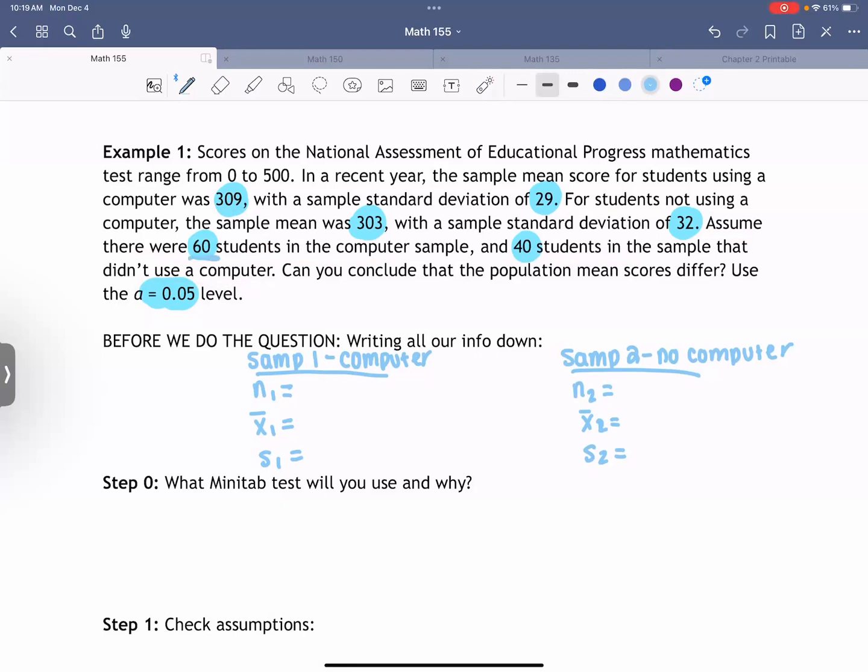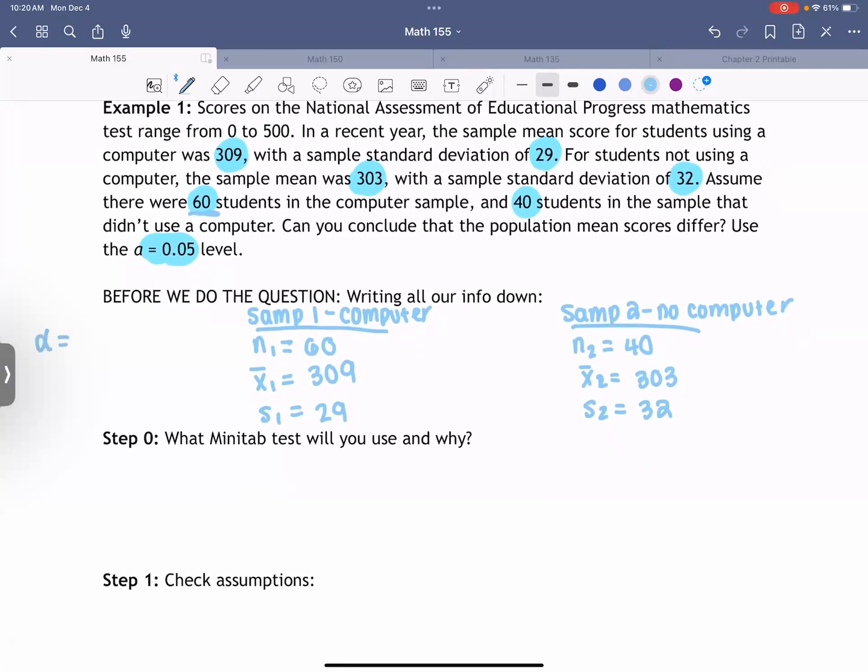It looks like 60 is the sample size of our computer, and it looks like 40 is the sample size of sample 2. Okay. What's the sample mean of my first sample? Well, we already said it. 309, right? Okay. The first standard deviation is 29. The second mean is 303 and a standard deviation of 32. Okay. Cool. We got through the hardest part of the question, parsing through all the information. The only other thing I would write is maybe alpha is 0.05, right? That might be a good thing to write down.